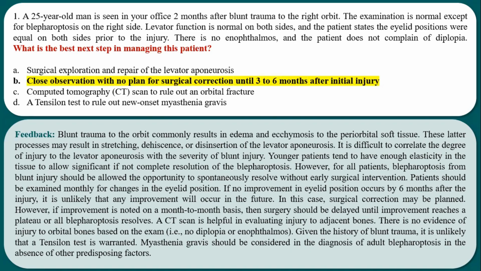However, if improvement is noted on a month-to-month basis, then surgery should be delayed until improvement reaches a plateau or all blepharoptosis resolves. A CT scan is helpful in evaluating injury to adjacent bones. There is no evidence of injury to orbital bones based on the exam. There is no diplopia or anophthalmos. Given the history of blunt trauma, it is unlikely that a tensilon test is warranted. Myasthenia gravis should be considered in the diagnosis of adult blepharoptosis in the absence of other predisposing factors.